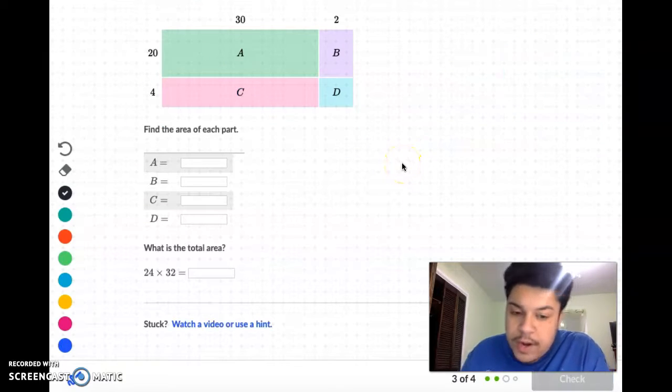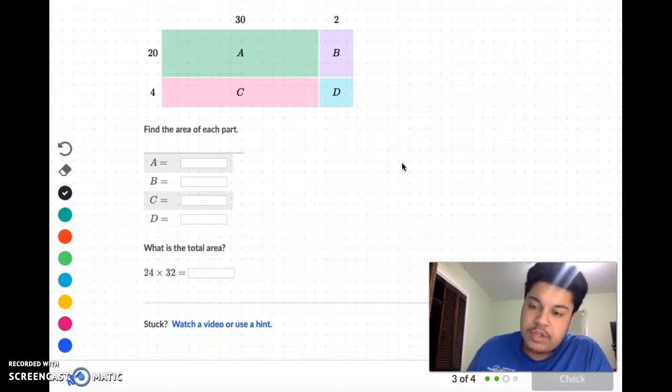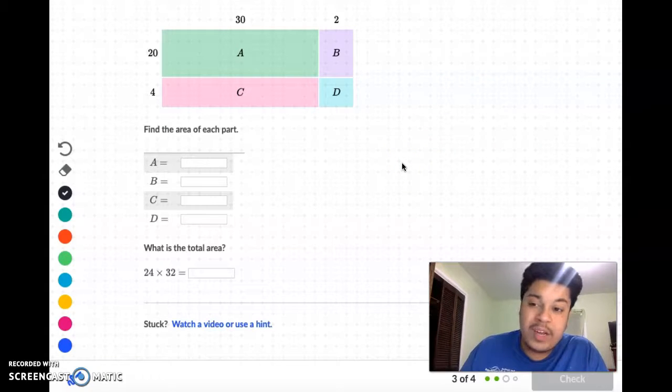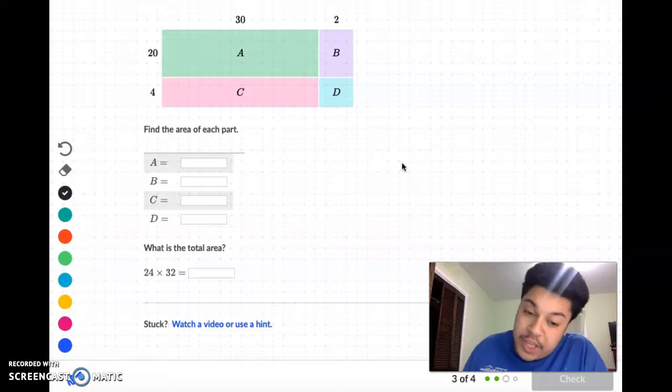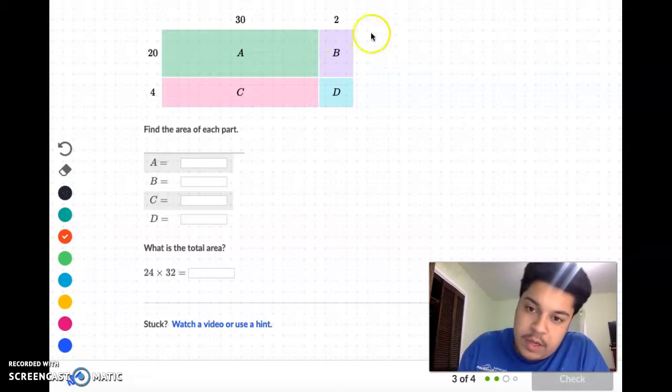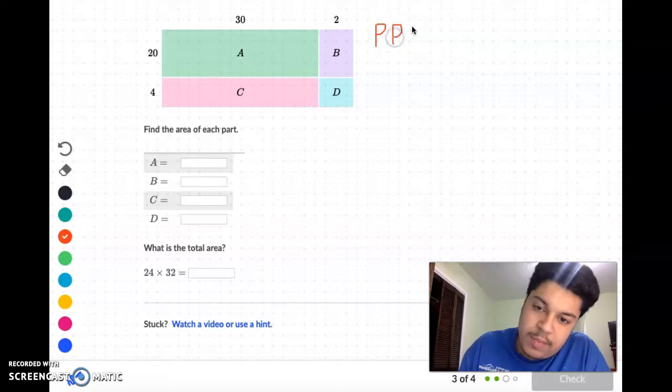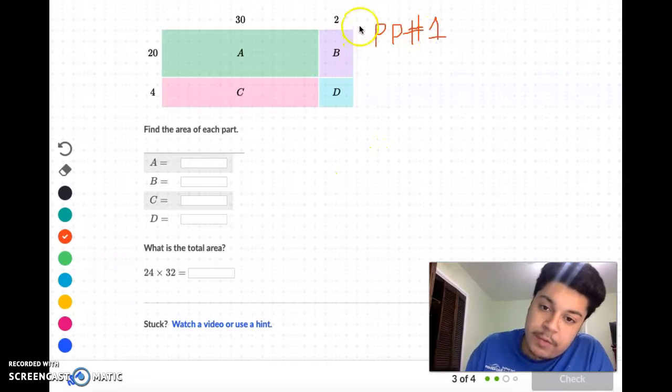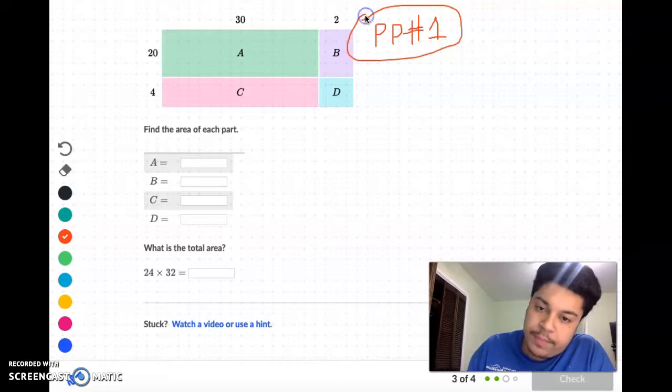Cool. I know that you do understand this topic, so I will not show you how to do this one, but I will put the answers up. On your piece of paper, write PP for practice problem number 1. For practice problem number 1, it's this one right here.